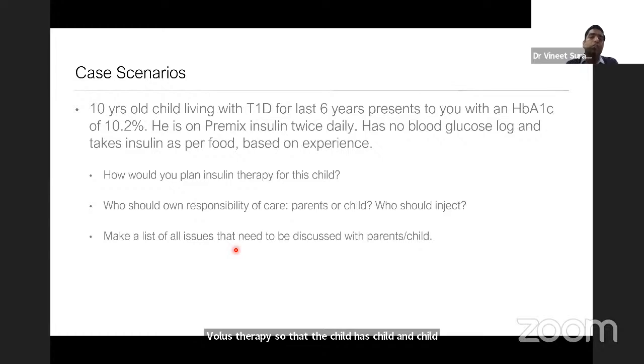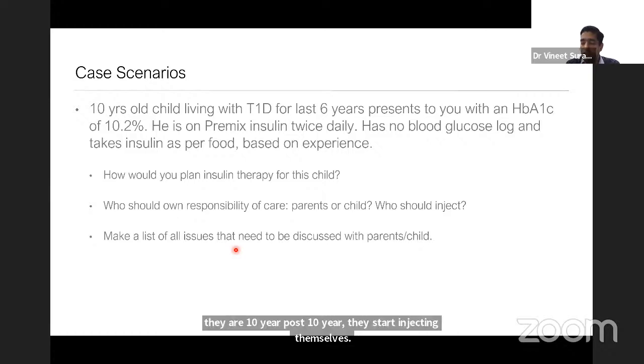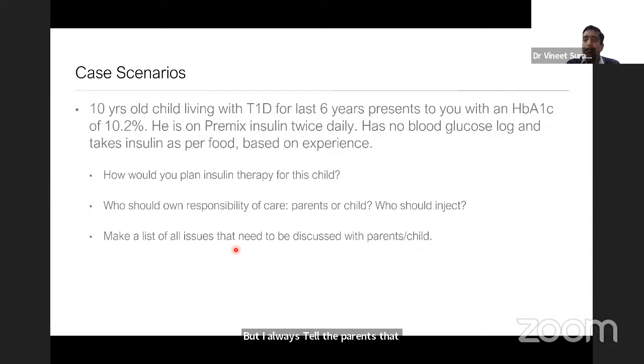And by 10 years, when the child has already spent 6 years with type 1 diabetes, it becomes a little tricky question: who owns the responsibility of the care? Is it the parents or the child, or who should inject? So usually all my type 1 diabetes children, once they are past 10 years, start injecting themselves. But I always tell the parents to make sure that they inject in front of you. So I still give the responsibility of care to the parents, but the child can inject the insulin, so they start gaining confidence. By the time they go into puberty, they know how to manage themselves.